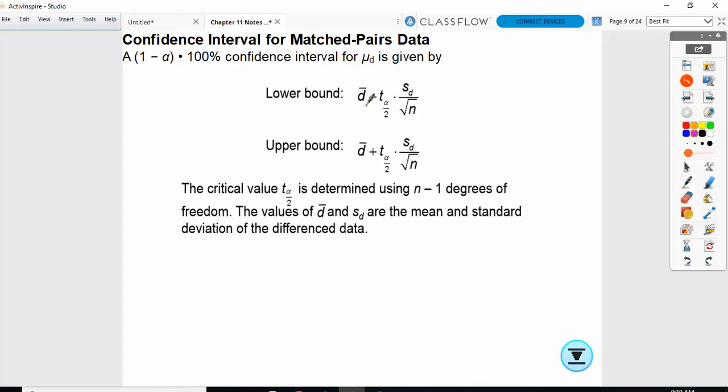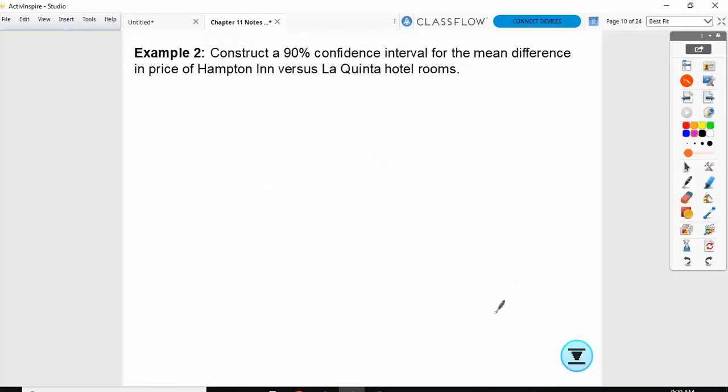So we're used to doing the mean plus and minus the t-statistic times standard deviation over square root of n. The only difference here is that the mean and standard deviation I use has to be for my difference, for when I subtract those two things. So let's look at a problem for that. If I wanted a 90% confidence interval for the difference between those prices.